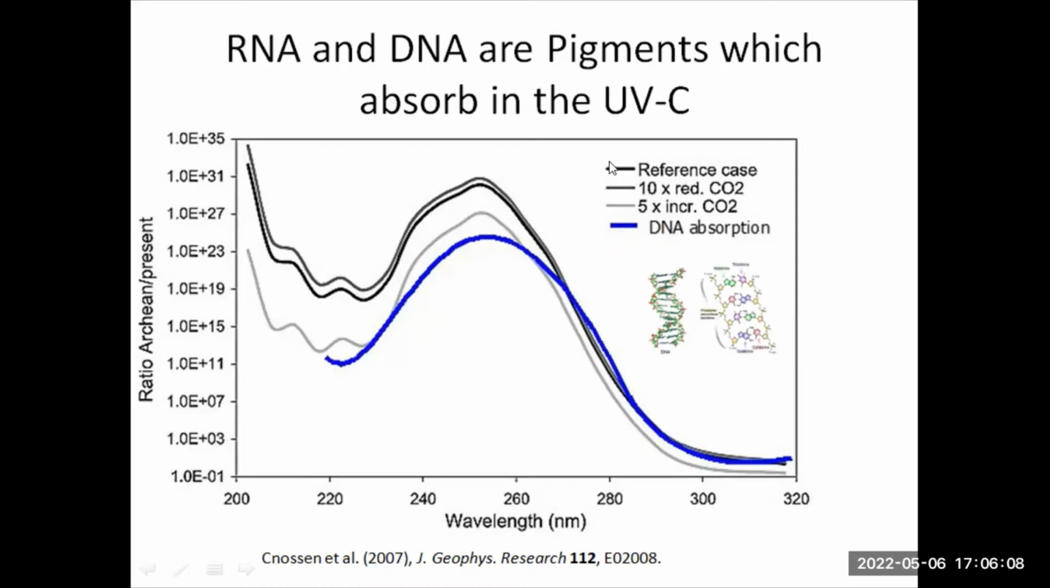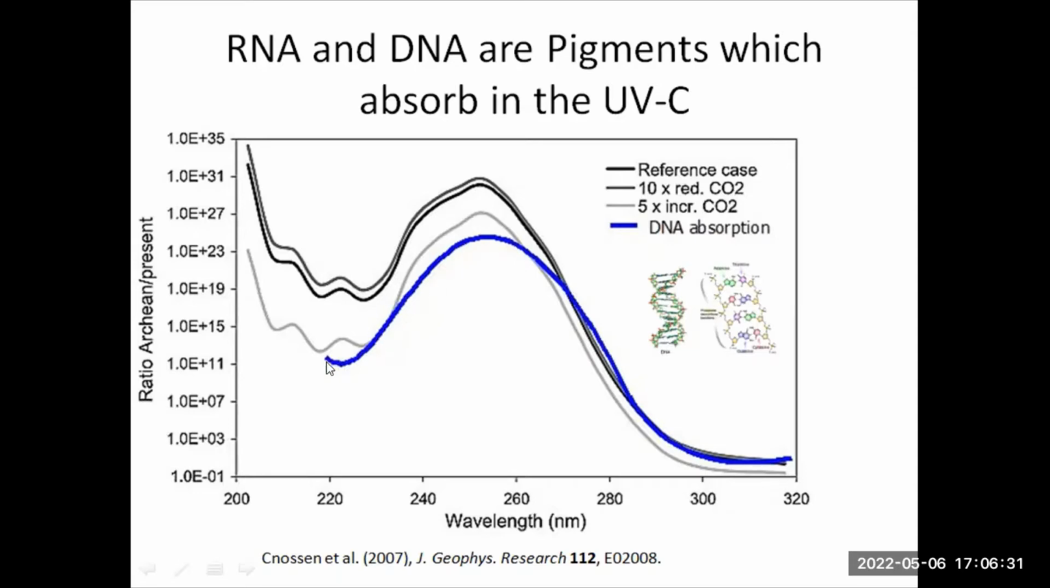And they also assumed two other cases, one in which we increased the amount of carbon dioxide in the atmosphere by 10 times, and another in which we reduced it by 10 times, and another in which we increased it by about 5 times. So that gives these three different ratio spectrums.